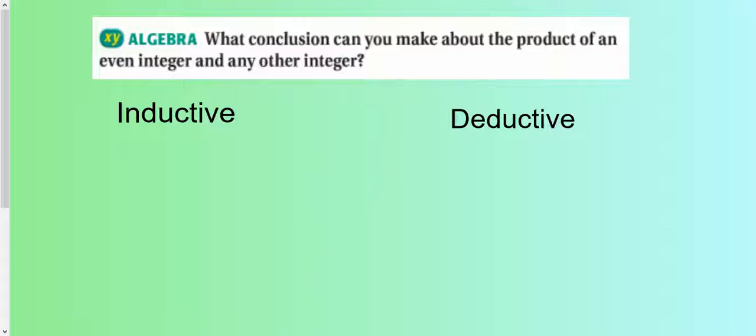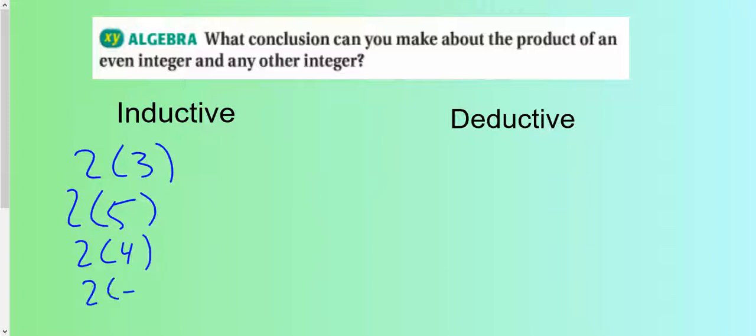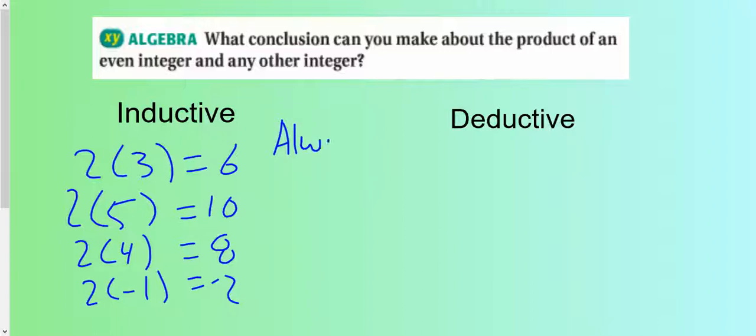What conclusion can you make about the product of an even integer and any other integer? Product means to multiply. So an even integer, so 2 times any other integer, 2 times 3, 2 times 5, 2 times 4, 2 times -1. Okay, that's inductive reasoning. We're looking for a pattern here. So 6, 10, 8, -2. It's always even. Okay, so I looked for a pattern. I just did some sample problems. It's always even. Good.